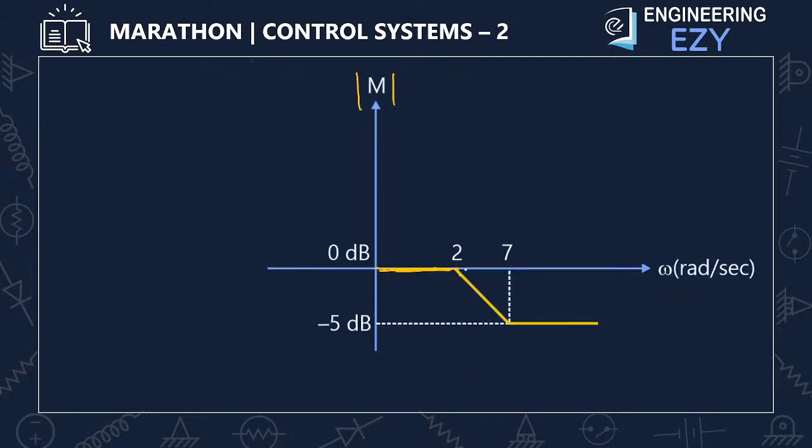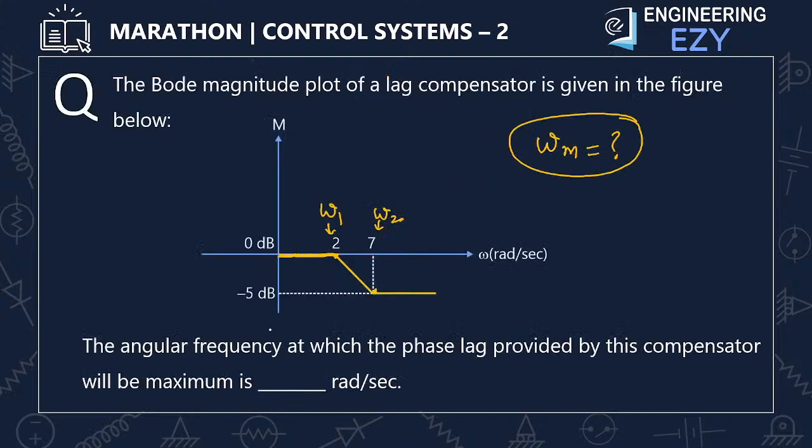So using the Bode plot, you can calculate the corner frequency, and corner frequencies are very easy to calculate. The frequency at which the slope of the Bode plot changes is called the corner frequency. One corner frequency is omega 1 and the second corner frequency is omega 2. Here the slope is changing and here also the slope is changing. The geometric mean of these two corner frequencies gives us the frequency at which maximum phase lag occurs. So the correct answer is 3.74 radian per second.